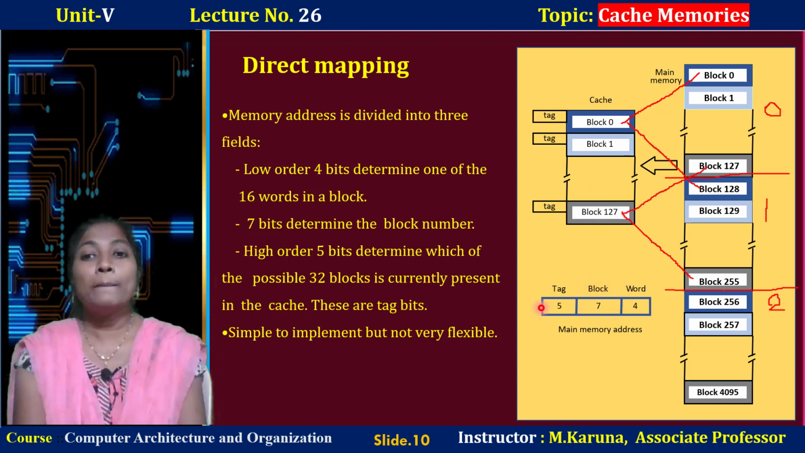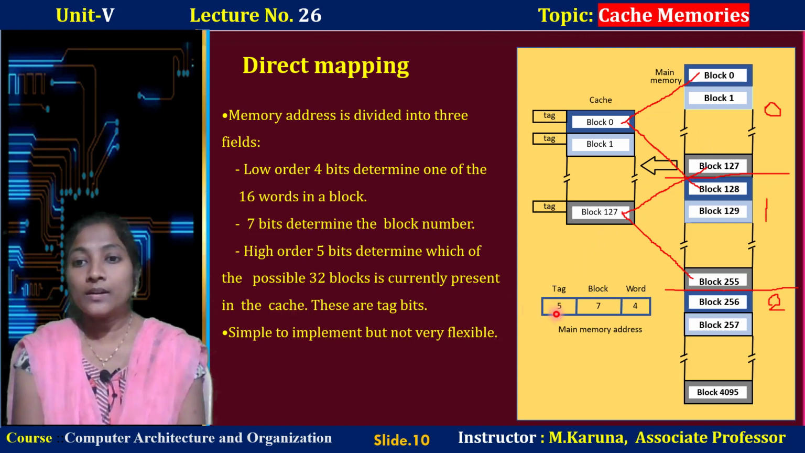Now coming to the tag bits. We already discussed tag 0, tag 1, tag 2. With the help of these tag bits, we can find which group this block belongs to. Likewise, the higher order 5 bits determine which of the possible 32 blocks is currently present in the cache.